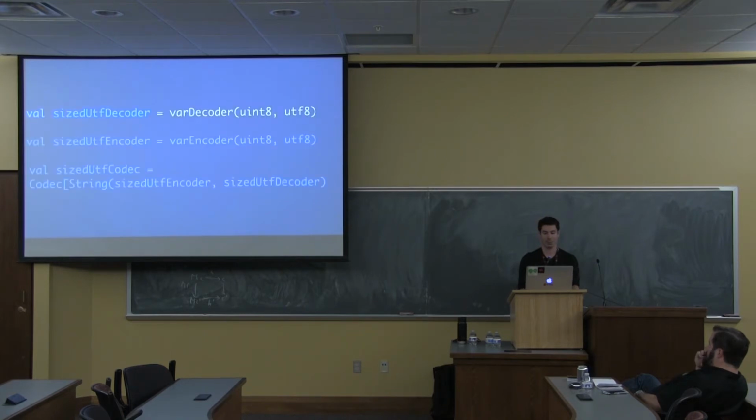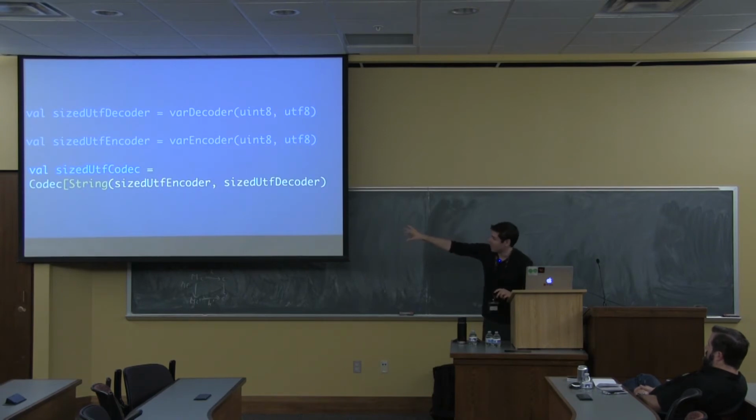All right, let's try it again. Sized UTF decoder, sized UTF encoder. Now we want to make a sized UTF codec because we're going to go both ways. So Codec has an apply. Oops, there's a typo, but hopefully you understand. I'm making a codec by passing in an encoder and a decoder. Remember, a codec is just both of those things. So now we have an actual codec for strings that's going to prefix the size of the string.